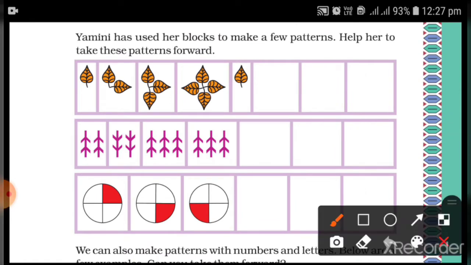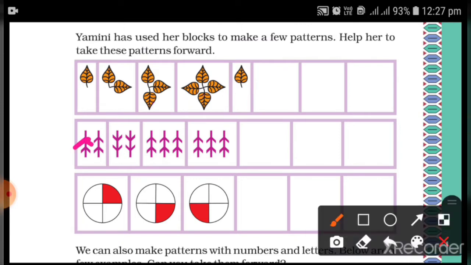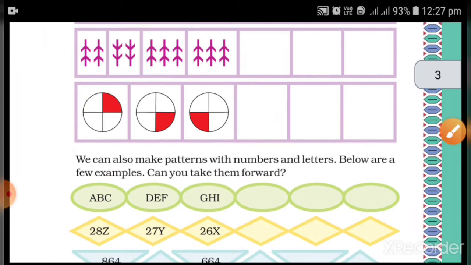Here you can see the order 1, 2, 3, 4. So again repeat it 1, 2, 3, 4. Next is upward arrow, downward arrow. Remember upward, downward, downward, downward. So please be careful and make these patterns yourself.